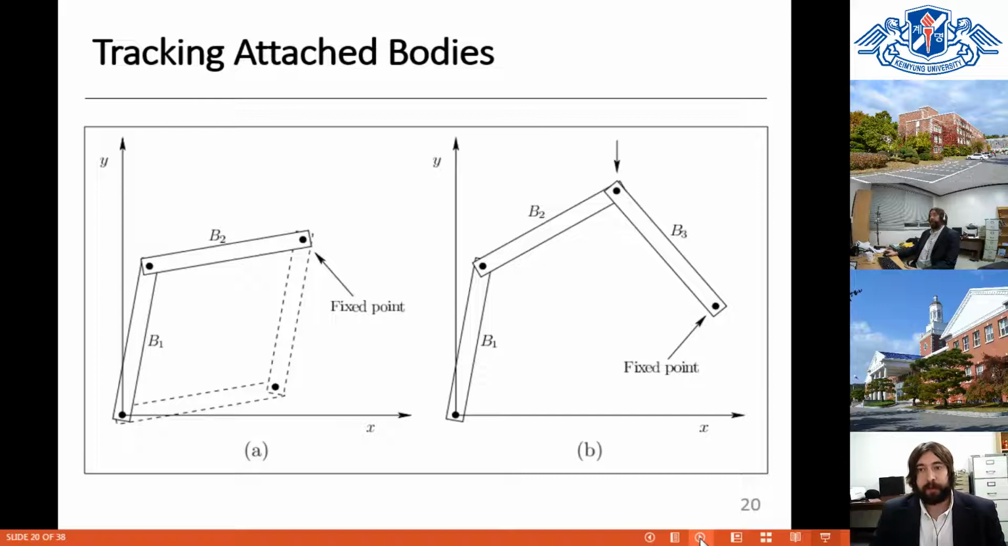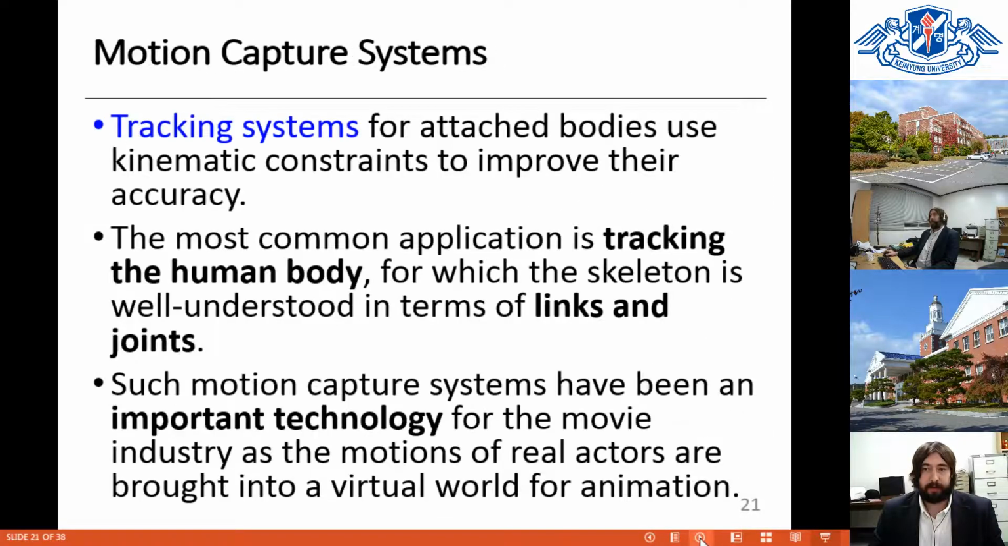Similar things are actually happening in the human body. As you can see, some of our joints are also fixed. For example, a point on the shoulder is not moving much, and the head is attached to the shoulder, so these points can easily be moved. So our skeleton also has some constraints.